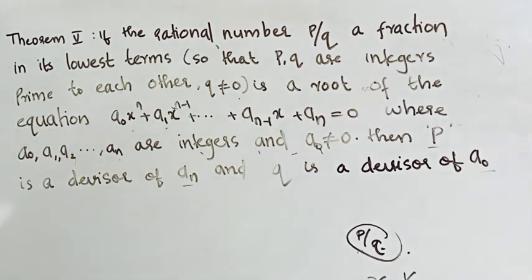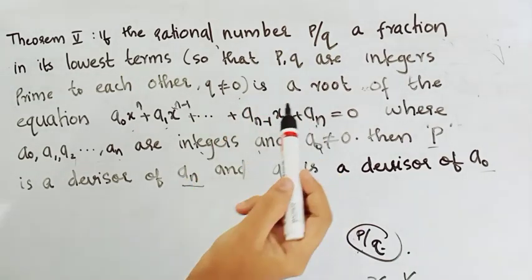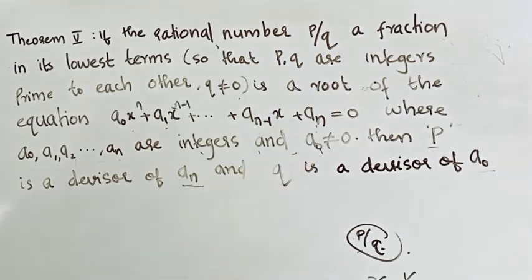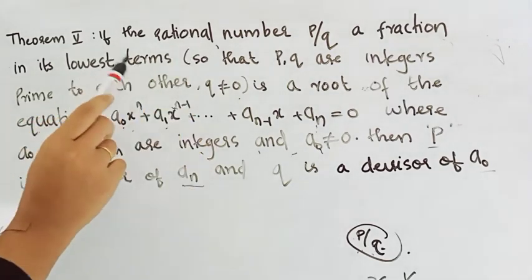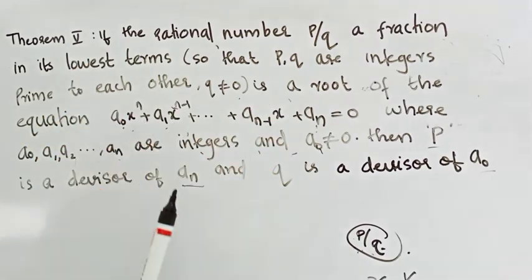Then that rational number which is a root, in the form p by q, will have p as a divisor of an and q as a divisor of a naught. Have you got the theorem? This is simple. If the rational number p by q, a fraction in its lowest term, is a root of the equation, then p is a divisor of an, q is a divisor of a naught. We can solve the problems.